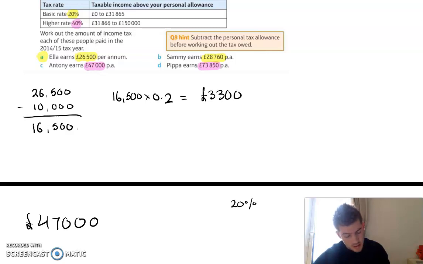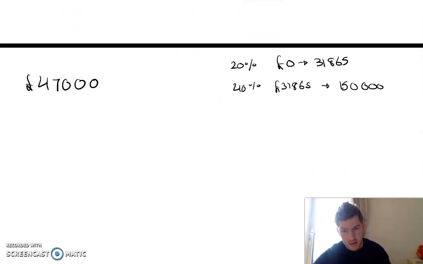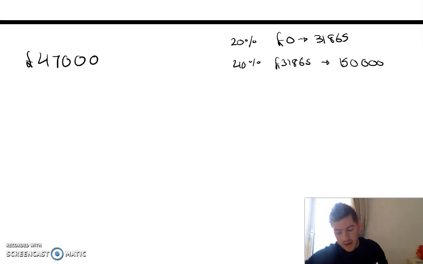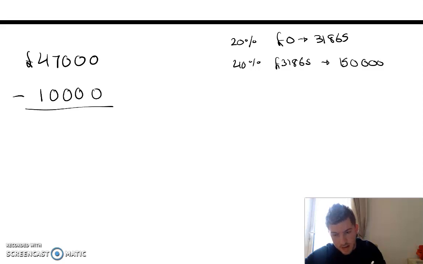20% of your taxable amount, and then it's 40% for anything above 31,865, sorry, I should say up to. Now, this is not your total salary, this is your taxable salary. So let me explain. You get a personal allowance of 10,000. So we're going to take that away. And that means we're left with £37,000.